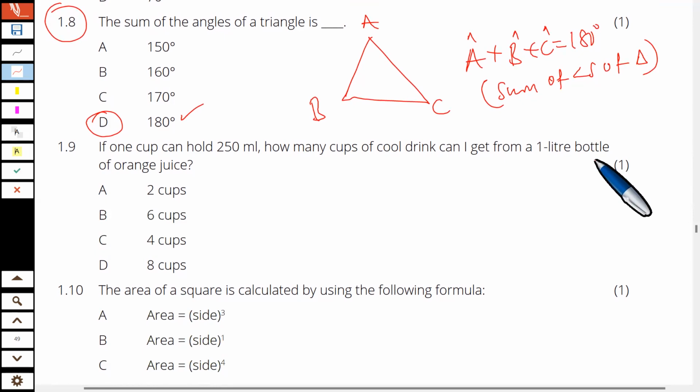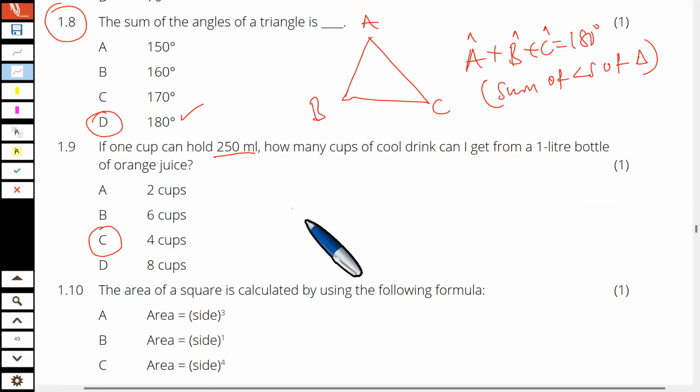If one cup can hold 250 milliliters, how many cups of cool drink can I get from a 1 liter bottle? 4 cups. So in 1.9, what do you think the answer is? I think it'd be 4 cups. It will be 4 cups, exactly. Well done. It will be 4 cups because 1 cup can hold 250 mils. How many cups of cool drink can I get in 1 liter?